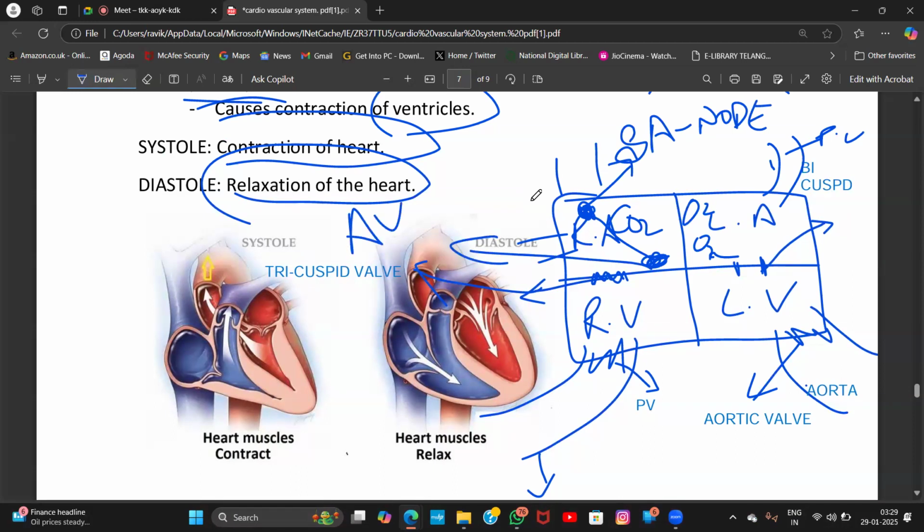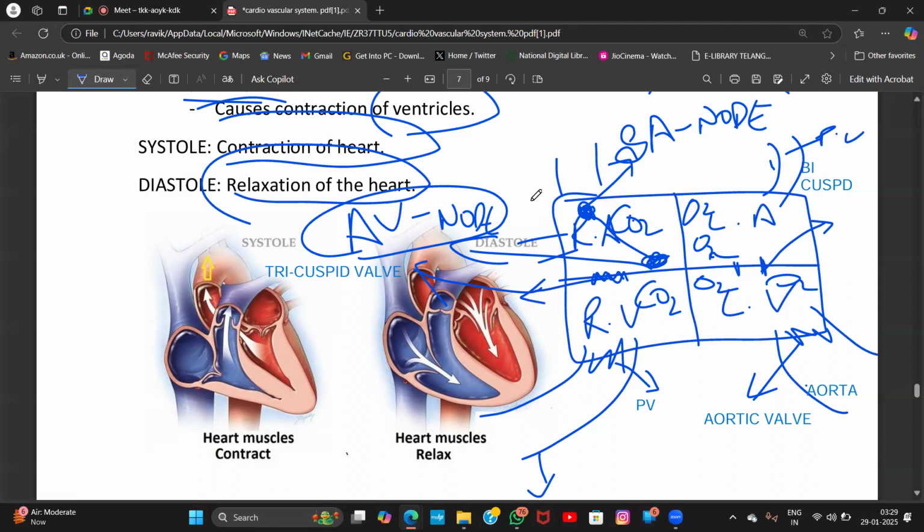Which node? AV node, which is also present near the right atrium. What does it do? With contraction of atria, the entire blood moves to the ventricles. To the right ventricle, which blood? CO2 rich blood. To the left ventricle, O2 rich blood from the left atrium. The contraction of both atria means folding inward.